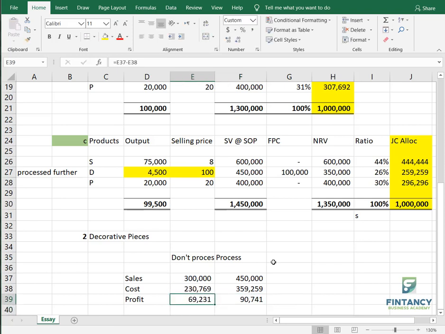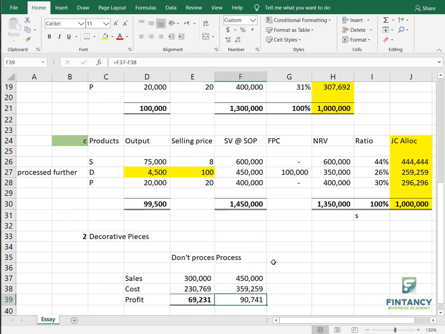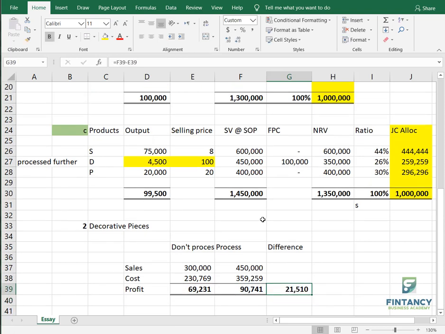So can you see the difference? What's the difference? I mean, which decision will give me more profit? Very nice. So we should go with the further processing because how much extra are we making? We are making 21,510 extra. Getting the story, everyone?